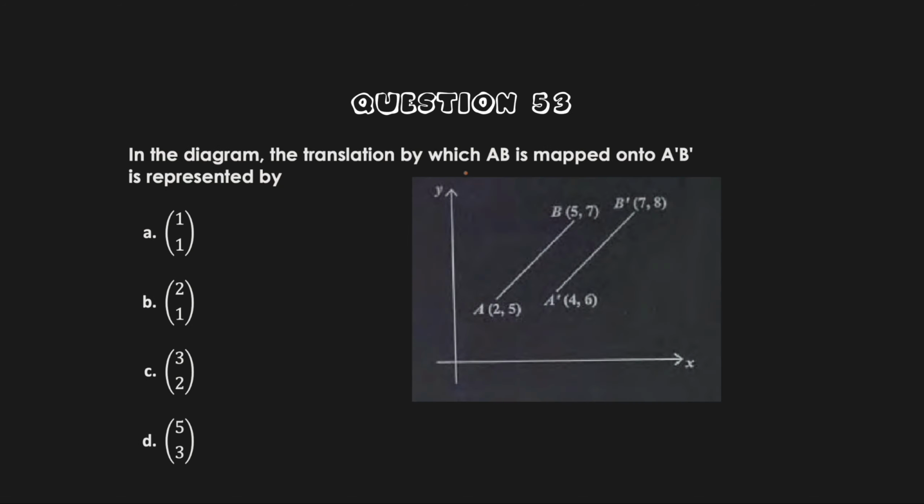Alright, so in the diagram, the translation by which AB is mapped onto A prime, B prime is represented by, so we're moving from A to A prime, B to B prime. So let's try it now. So here's like saying 2, and for A we went to 4. So from here now, on the y-axis we had 5, and we went from 5 to 6. So if you look at this, going from A to A prime, that means we had to move 2 steps to the right, which means it's positive, and then 1 step up. So 2 to the right is positive and 1 up is also positive. So that would be 2, 1. So the translation here is 2, 1.